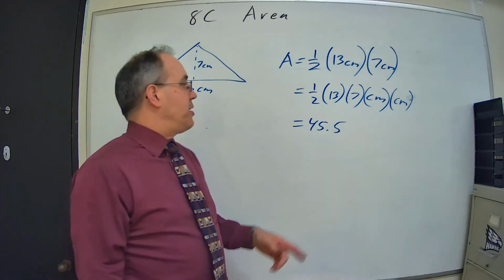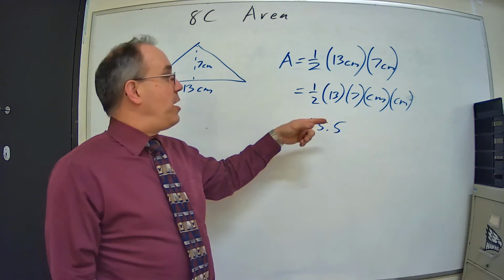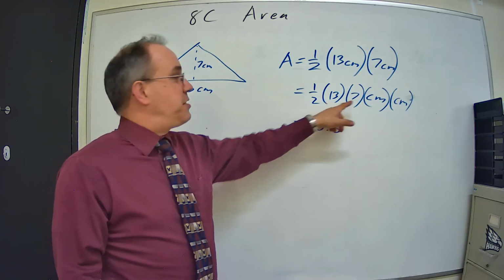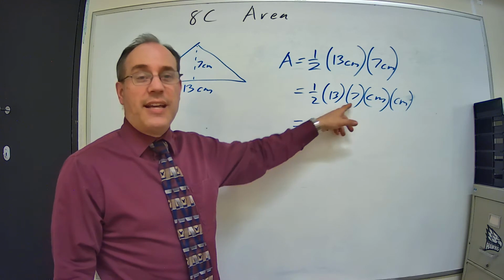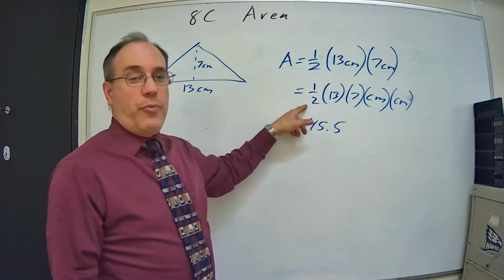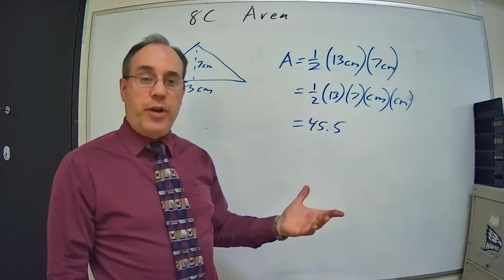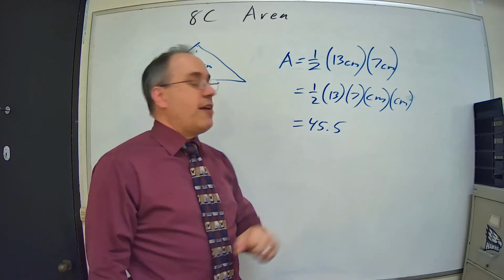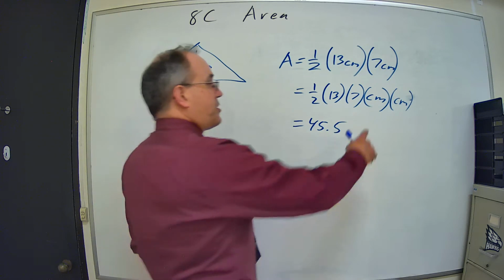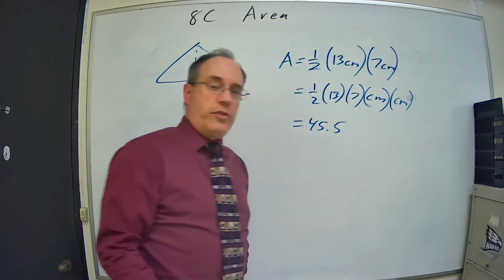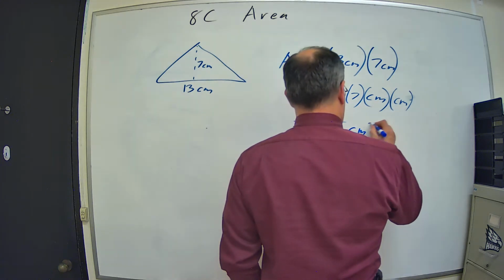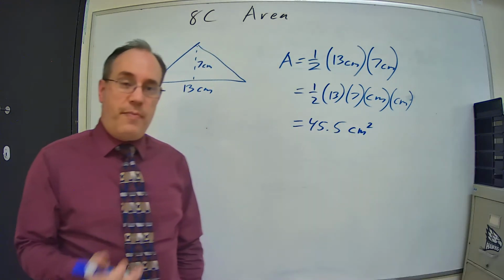How did I do that? I said, well, I can multiply in any order I want. So I said 7 times 13: 7 times 10 is 70, 7 times 3 is 21. So that's 91. And then I multiplied by 1/2, which is the same as dividing by 2. So 91 divided by 2 is 45.5. But now I have centimeters times centimeters. Oh, centimeters times centimeters is centimeters squared.